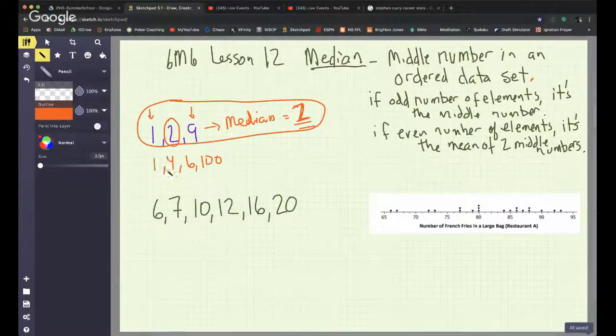Now here we have another ordered data set. 4 is not the middle number, and 6 is not the middle number. If I count and eliminate numbers from the sides, I get down to my two middle numbers. Well, which one's the middle number? There isn't one. So the rule is we take the two middle numbers and then take the average. The average of 4 and 6 is clearly 5, but let's show that 4 plus 6 over 2 is equal to 10 over 2, which is equal to 5.